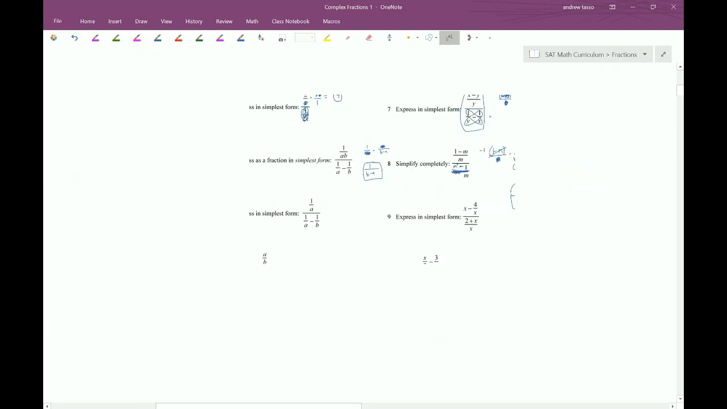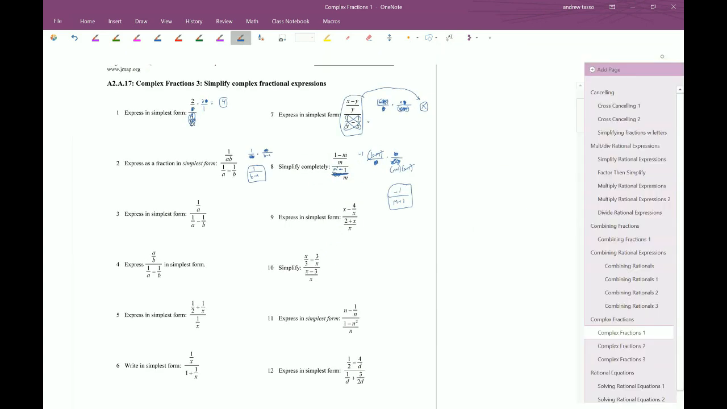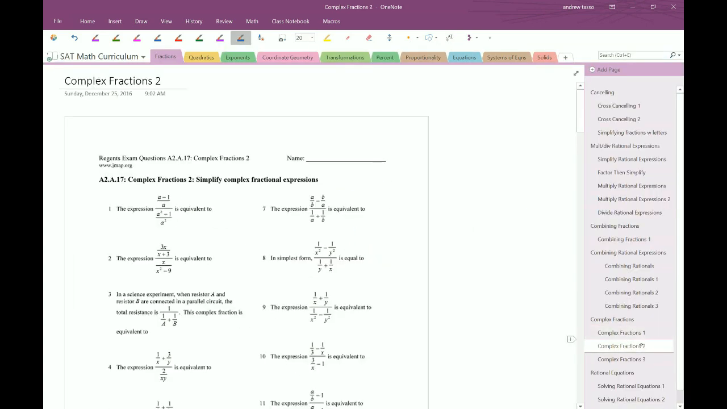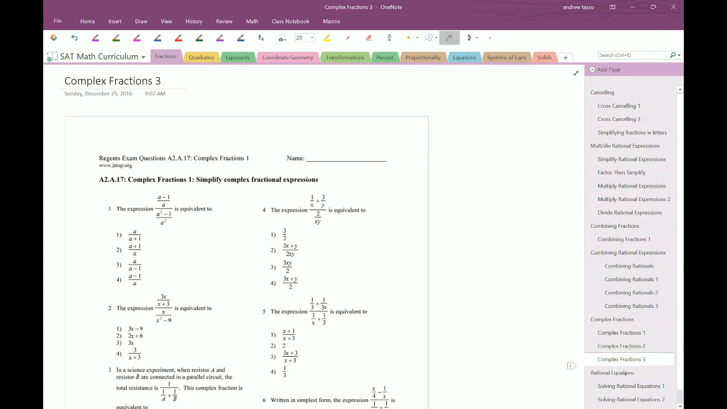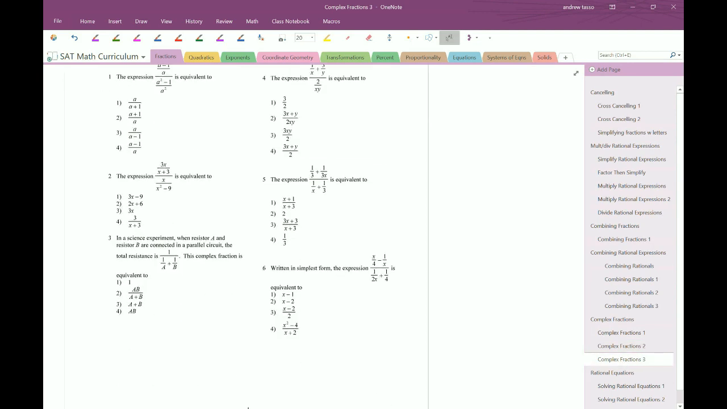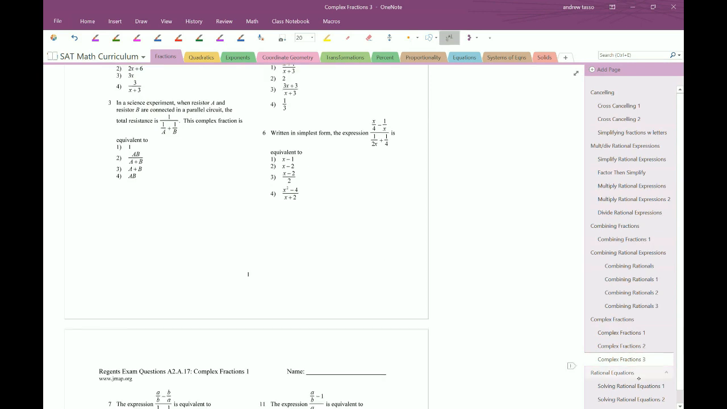All right. So I think we get the idea. So we can move forward. Here are some more examples if you wanted to practice. And here are some more examples again.